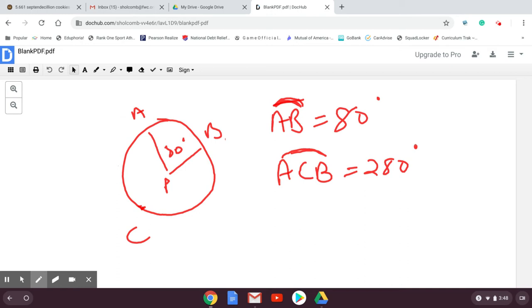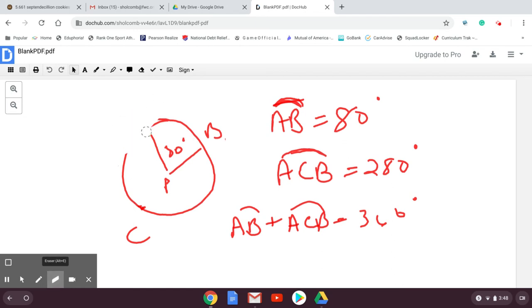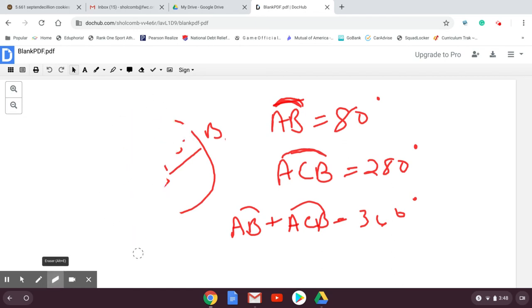Now, there's also the arc addition postulate, which just states that you can add arcs. What is arc AB plus arc ACB? Well, 80 plus 280 is 360. Plus, you can also tell from the picture that it goes all the way around the circle. All right, so let me erase that. We'll get to a problem like in the book to give you an example of what some of the homework will be.